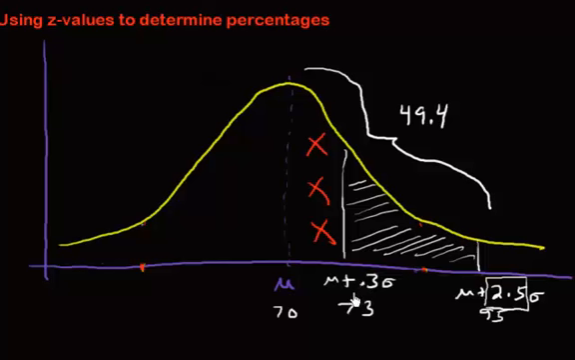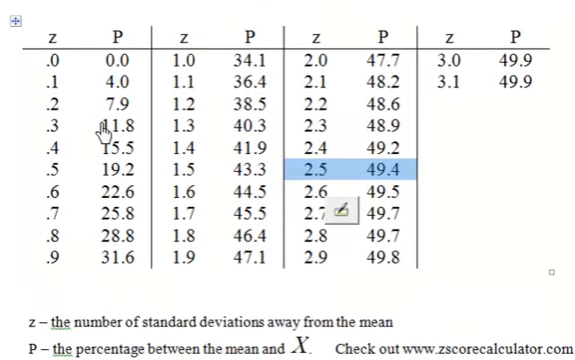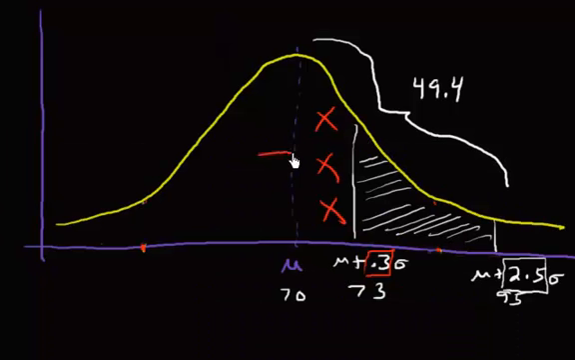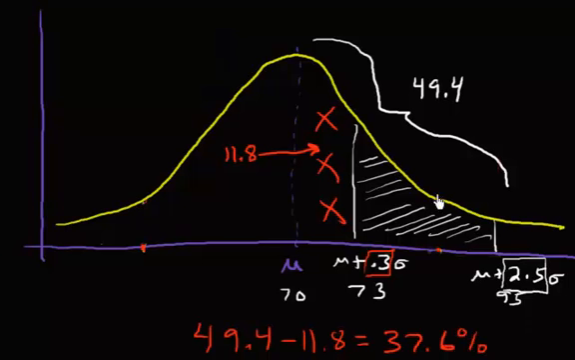So I need to find the z-value. Well, I already know it. It's 0.3. So let's take a look at what 0.3 is. 0.3 is 11.8% right there. So I know that this region right here is 11.8%. If this entire thing is 49.4, and I don't want this 11.8, all I'm going to do is subtract it off, and that's going to equal 37.6%. So the people who scored between a 73 and a 95, that's 37.6%.